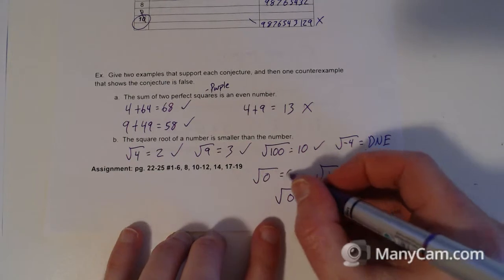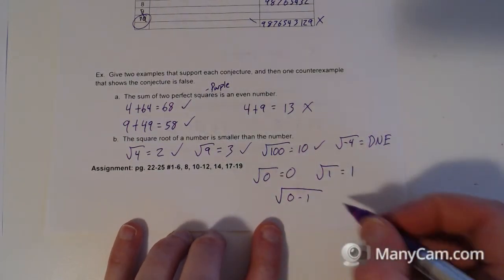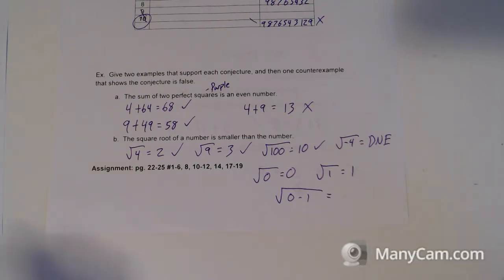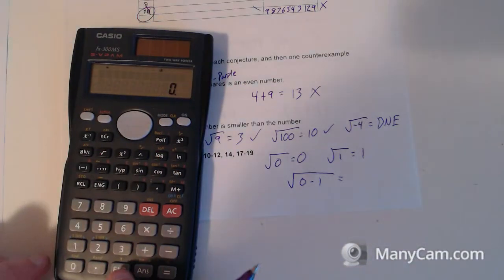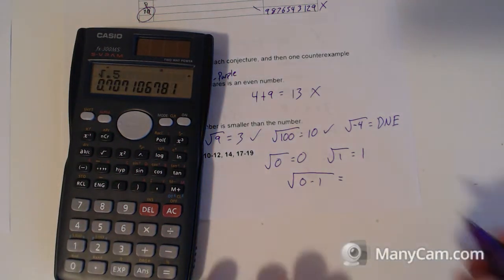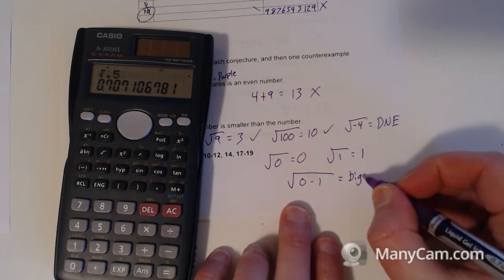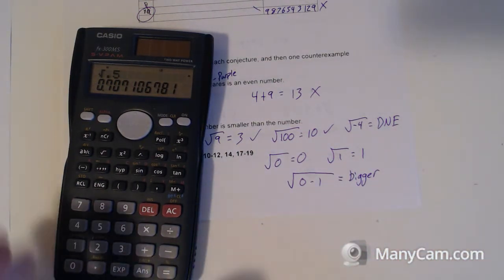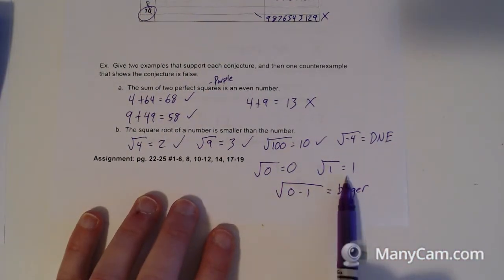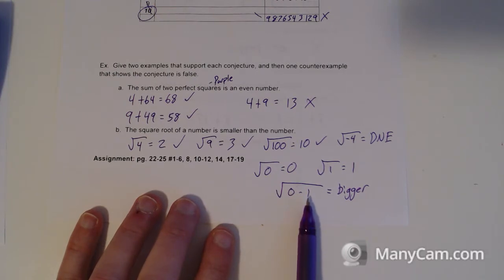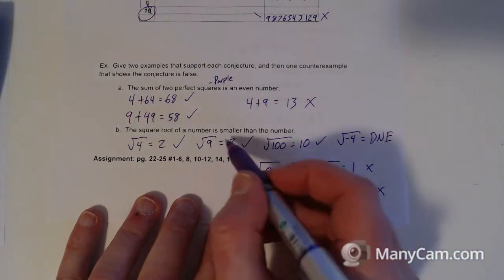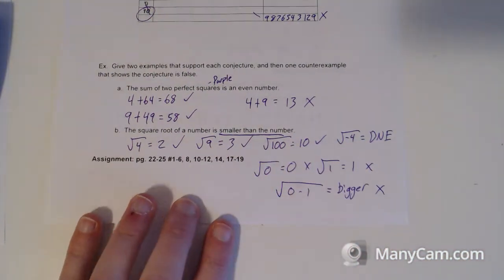Because the square root of 0 is 0, square root of 1 is 1, and the square root of any number between 0 and 1, like 0.5, what is the square root of 0.5? Root 0.5. Oh, it's bigger. Our fractions are actually bigger when you square root them. These two numbers are the same, and anything between them is actually bigger. So that's our counterexample. All 3 of these would work, actually, because they said it's always smaller than. They never said anything about equal.